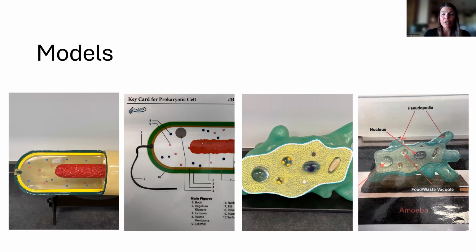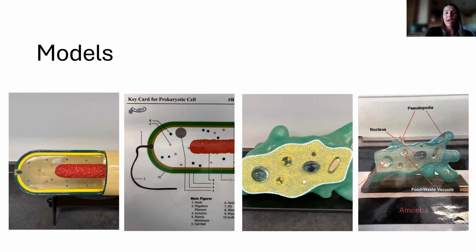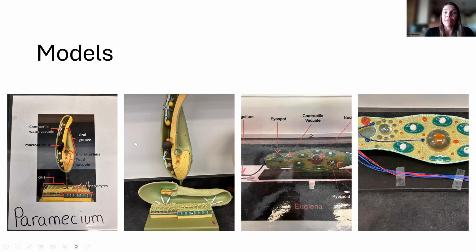Here are the others. I'm going to go back a slide real quick. Yes. So knowing that this one here on the left is a prokaryotic standard bacteria that's being used here. Right here, it's labeled as an amoeba. So this is an amoeba, and you have the different components of the amoeba labeled. Then we have the paramecium.